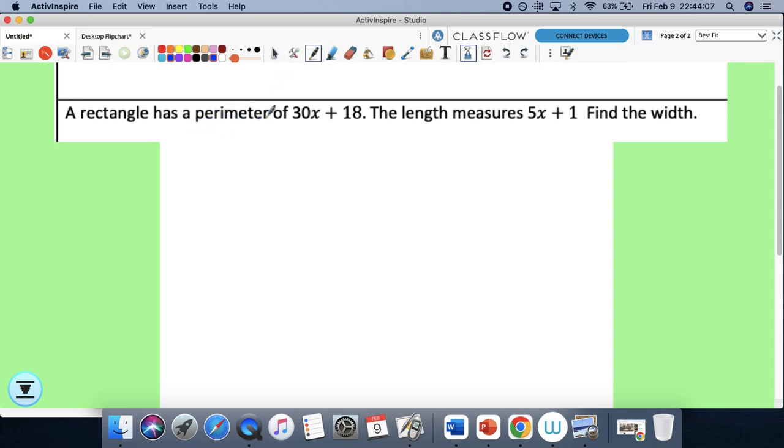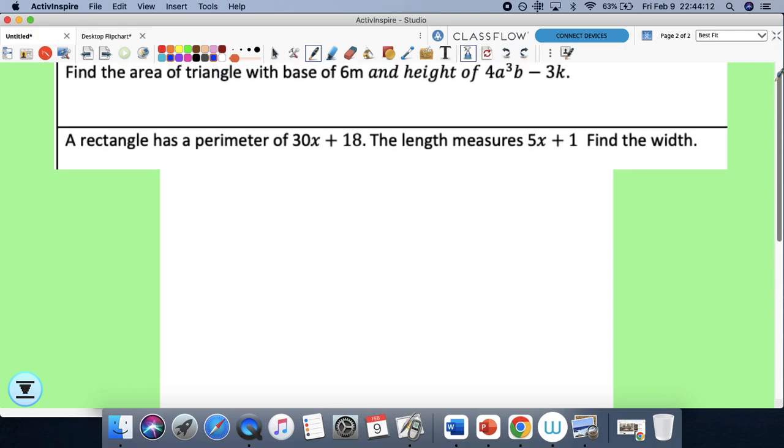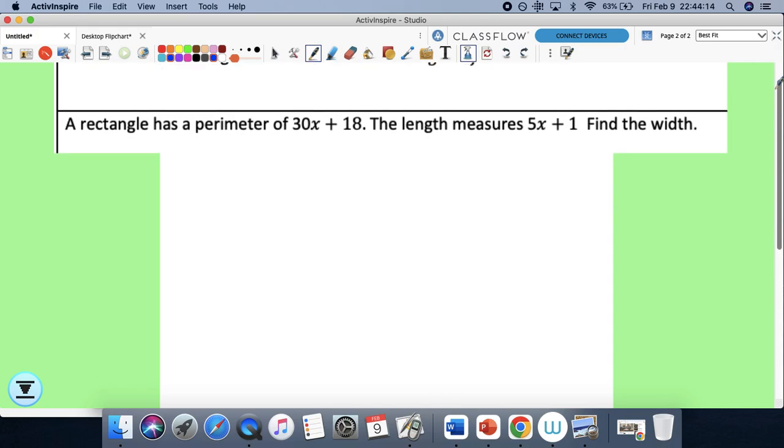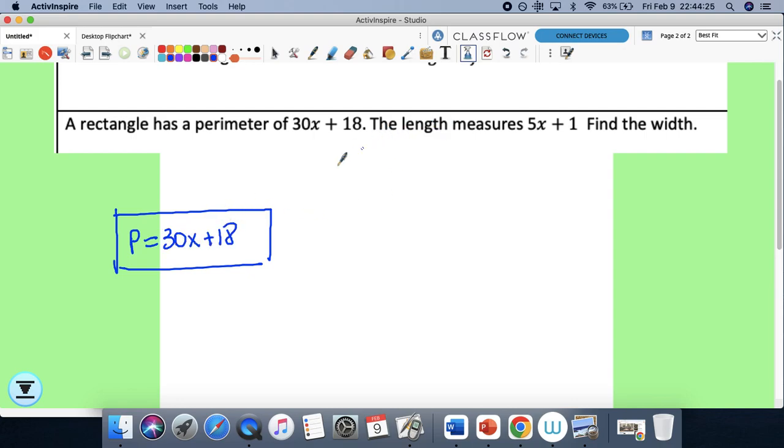The rectangle has a perimeter of, did we just not do this? Oh, okay. So here's a rectangle, it's a different type of question, sorry. If you add all the sides in the rectangle, it says that the perimeter is 30x plus 18. You're given that the length, this guy here, measures 5x plus 1. So if this guy measures 5x plus 1, you know that this guy on top measures 5x plus 1. So the question is, how much does that side measure? Right? That's what they're asking.